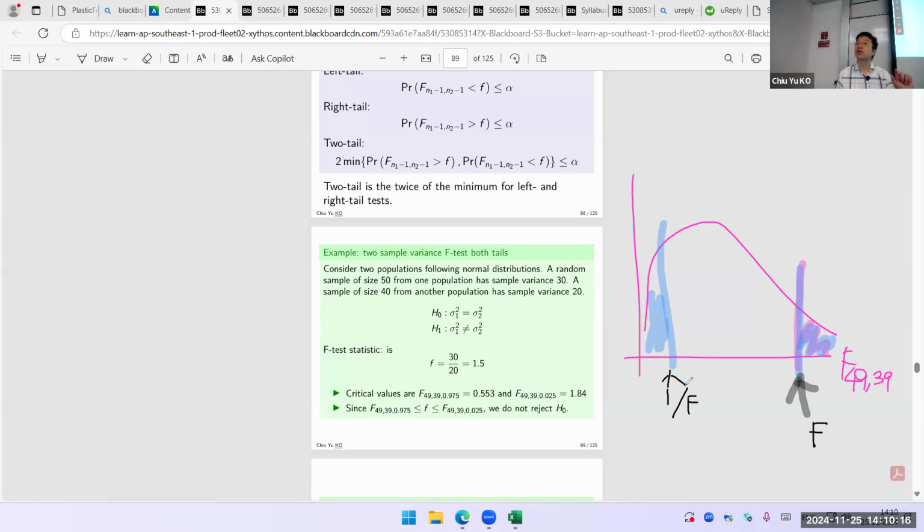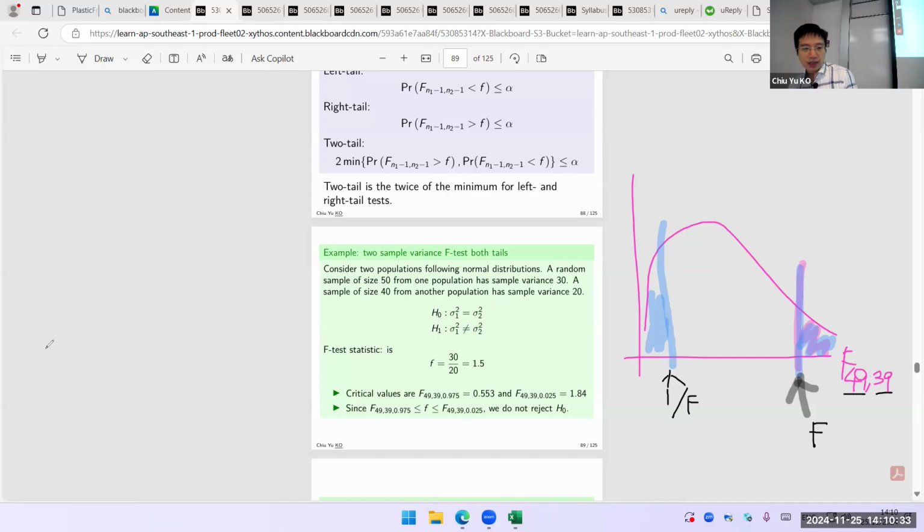That's why when you swap, there's no difference. The right tail and the left tail are just reciprocals. So that's why if you reverse the order of one or the other, you check the same thing. Okay. Now I told you how to read the table. You read the 39, 39.